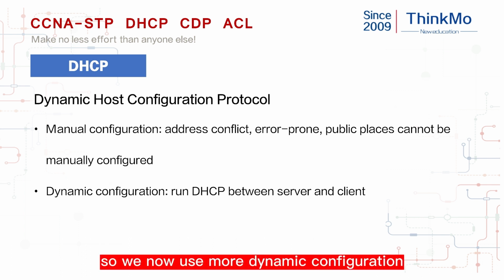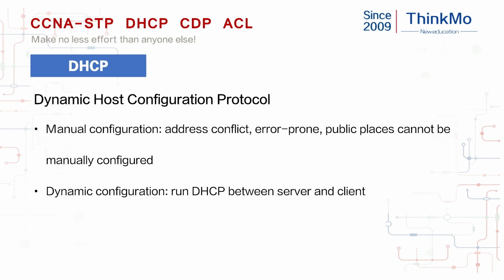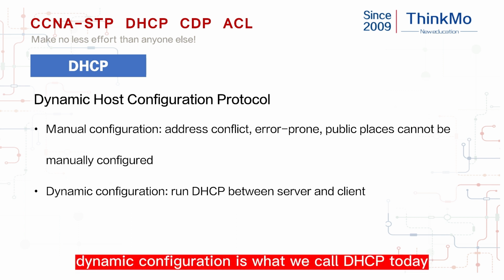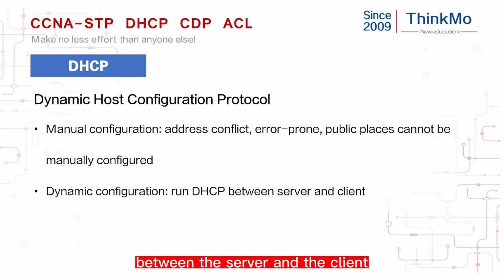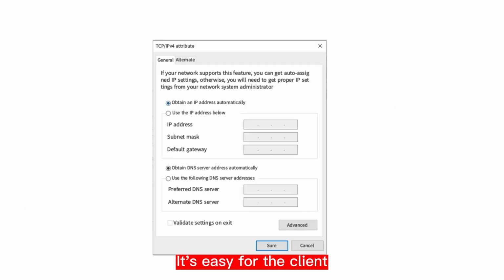So we now use more dynamic configuration. Dynamic configuration is what we call DHCP today. Dynamic configuration requires running DHCP between the server and the client. It's easy for the client. You don't need to type the command. The client is a graphical interface. You just need to click this directly to run the protocol.